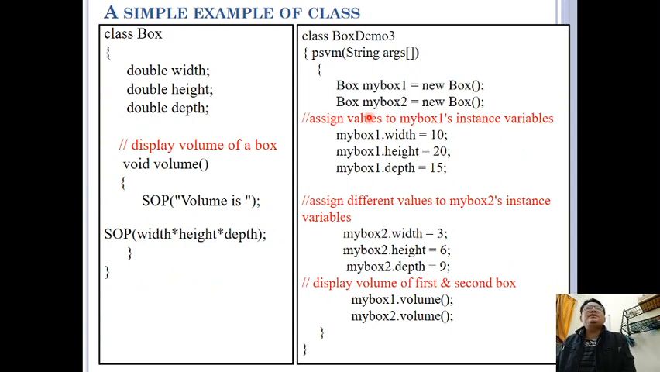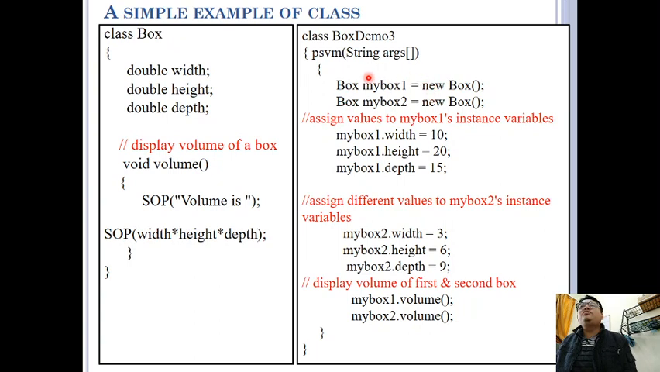So this is a very, very simple example where you have a class Box with three data members and one member function which displays the values of width, height and depth. Continuing that, we have another class in the same program with PSVM, the main program, wherein you have created two objects, MyBox1 and MyBox2. So you have created two objects of the same class.